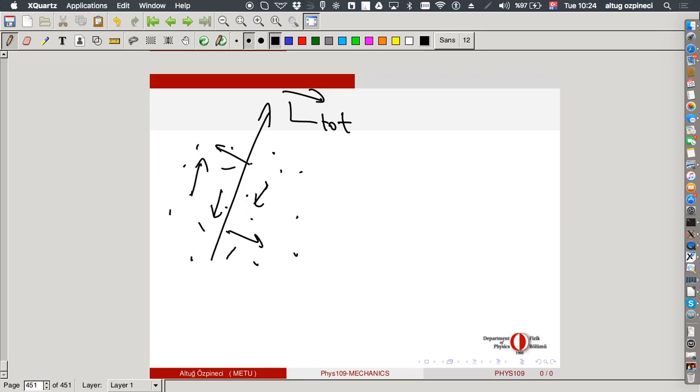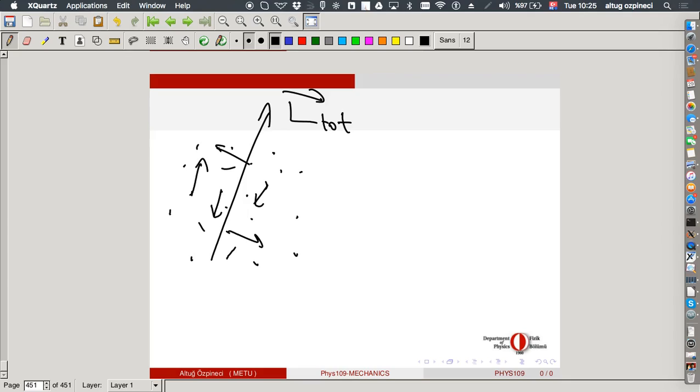Of course, there will be collisions. During the collision, some of this kinetic energy will be converted into internal energy. But the angular momentum should be conserved. This should still be the angular momentum, the total angular momentum of the galaxy after all these collisions, after it loses energy.